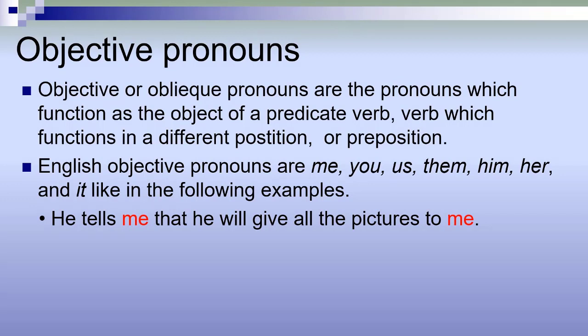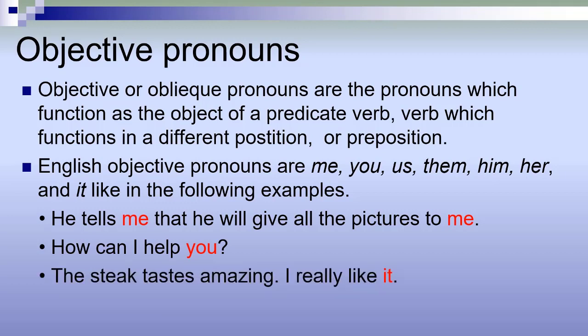It tells me. So me here is the objective pronoun that gives all the pictures to me. Me here comes after the verb tells, and also after the preposition to. How can I help you? So you here comes after the verb, and in this case the verb is also the predicate. I want to help you to find her. So her here comes after to find, which is also a verb but not the predicate. In How can I help you, you is the object of the verb help.